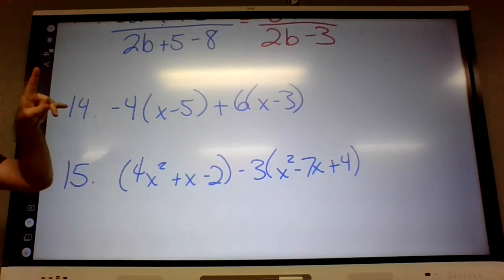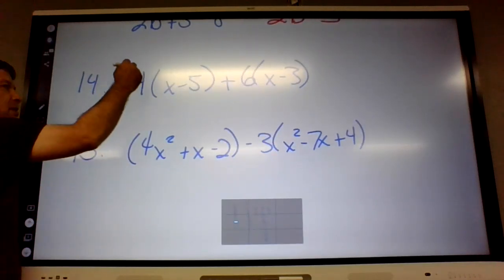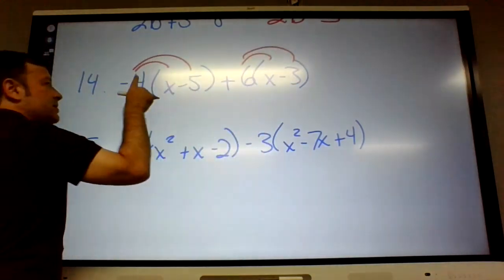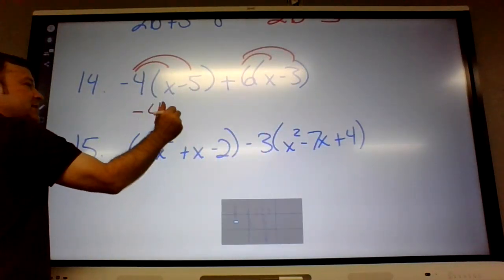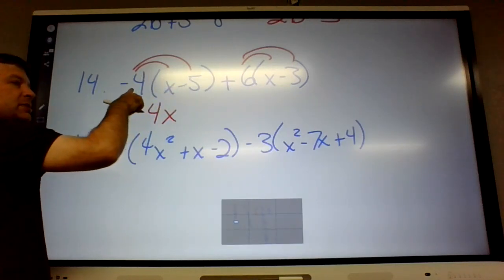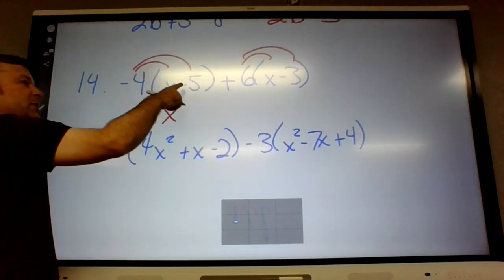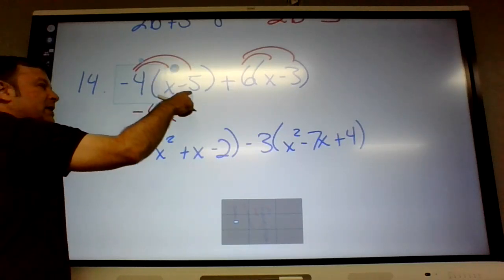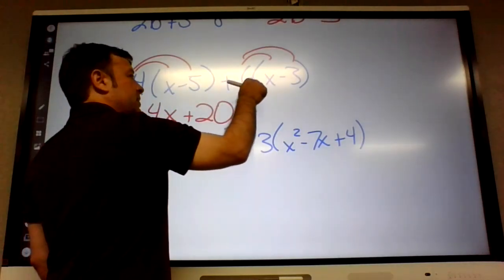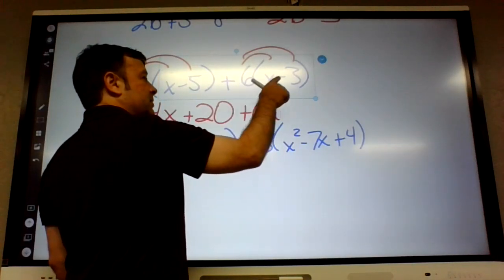Okay, Katie, what should we do first on 14? Distribute the 4 and the negative 4 and the 6. Okay, so negative 4 times x is that. So is this one going to be positive or negative right here? Positive. And then this one, is this one going to be positive or negative? Negative. Right, good job.